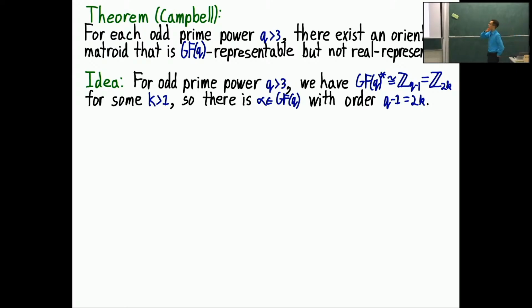So for an odd prime power, at least strictly greater than 3, we can find an element that has even order. And this is important because the reals do not have any elements of order larger than 2. You only have -1 squared is equal to 1.